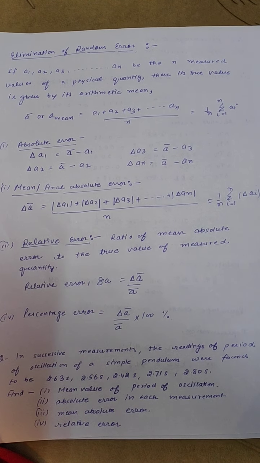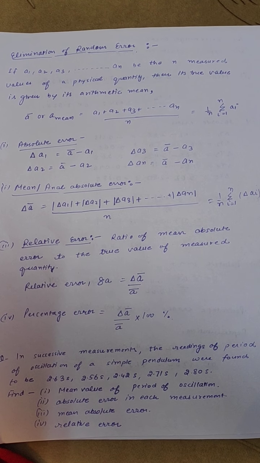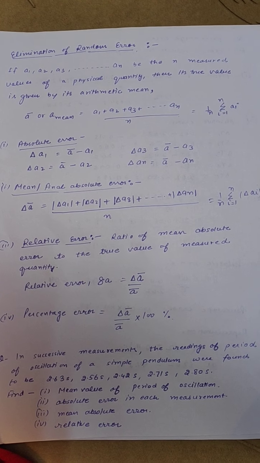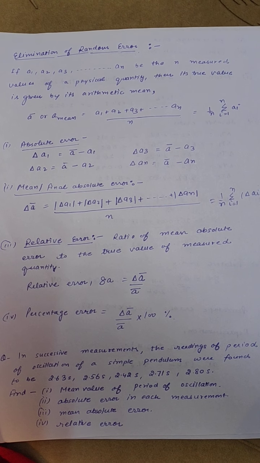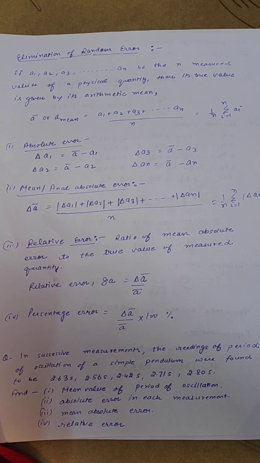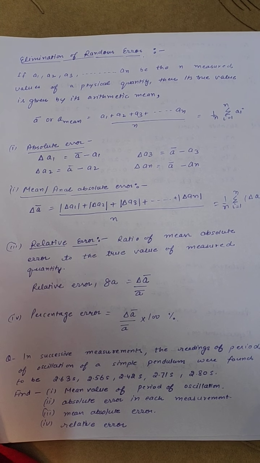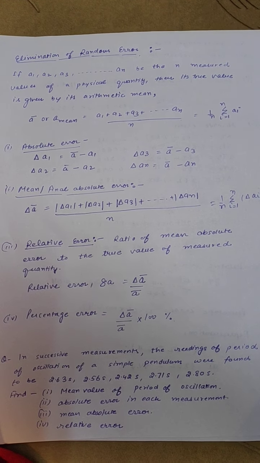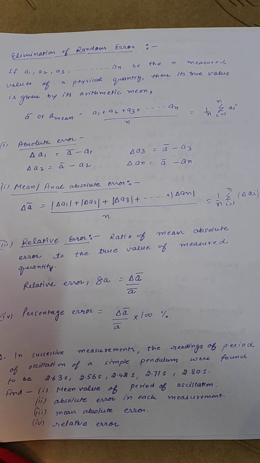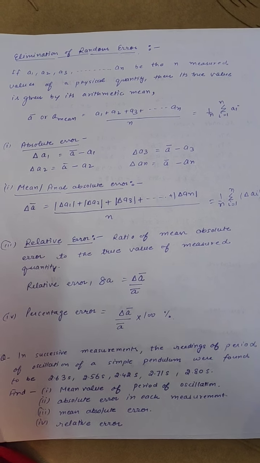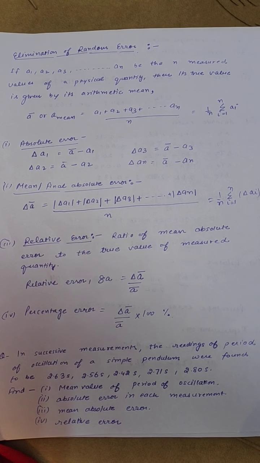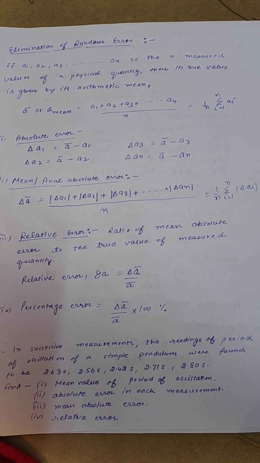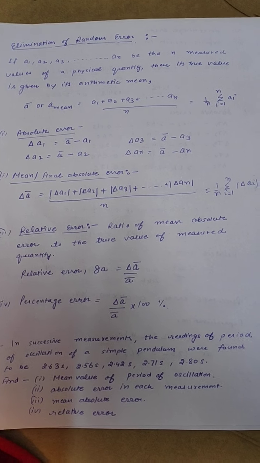And one thing to keep in mind here, you will take the mod of each observation. Sometimes it happens you may get a negative value while finding delta A1, delta A2, delta A3, etc. But for finding the mean absolute error, you are going to take the magnitude only, means you are going to take the positive value. So this is how you can find the mean or final absolute error.